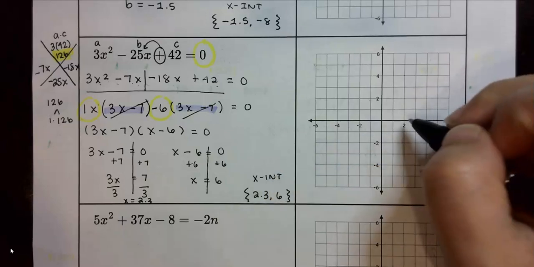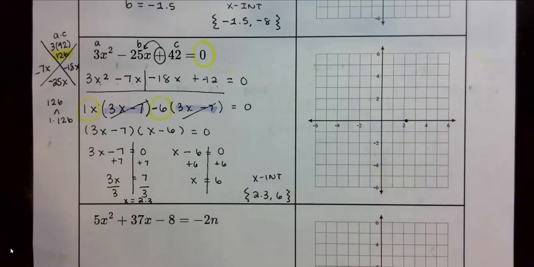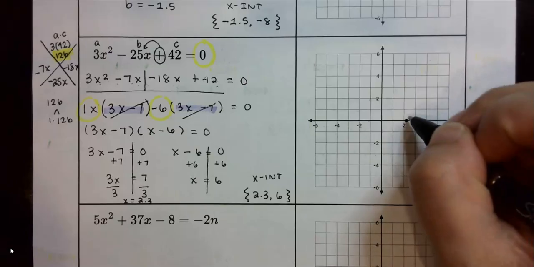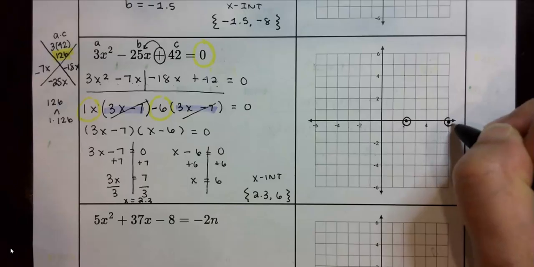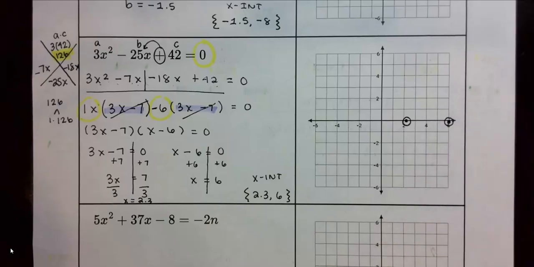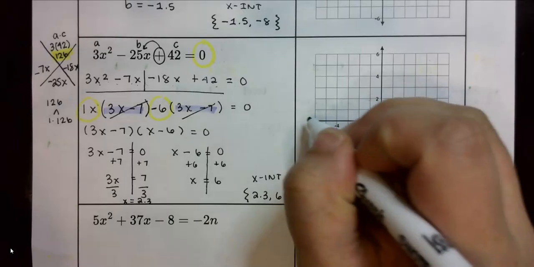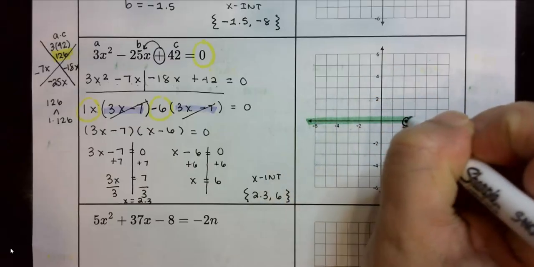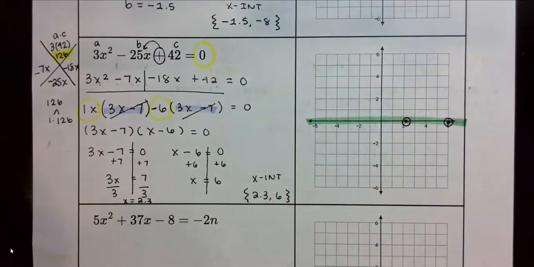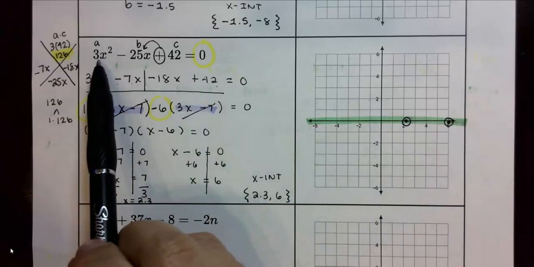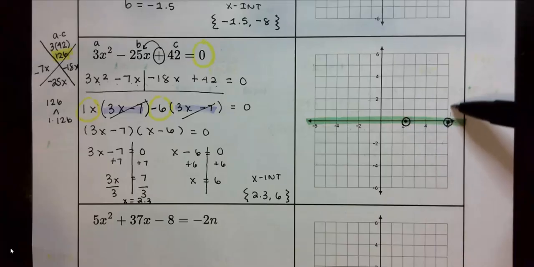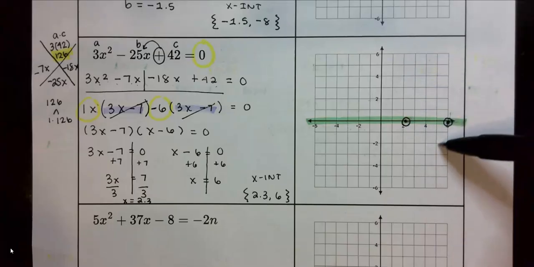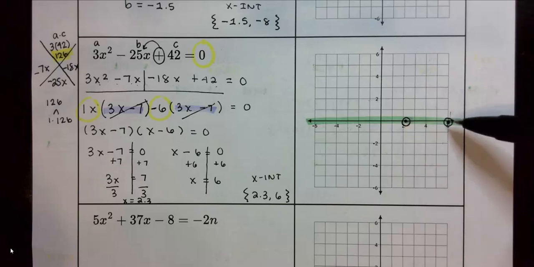So I'm going to go over here. 2.3 is slightly above the 2. And then 6 is right here. I want to remind you, these numbers right here will always be the x-intercepts on the x-axis. Because that's a positive number right there, this is going to be a graph that opens up. So it's a U-shaped graph, and it would cross right there.